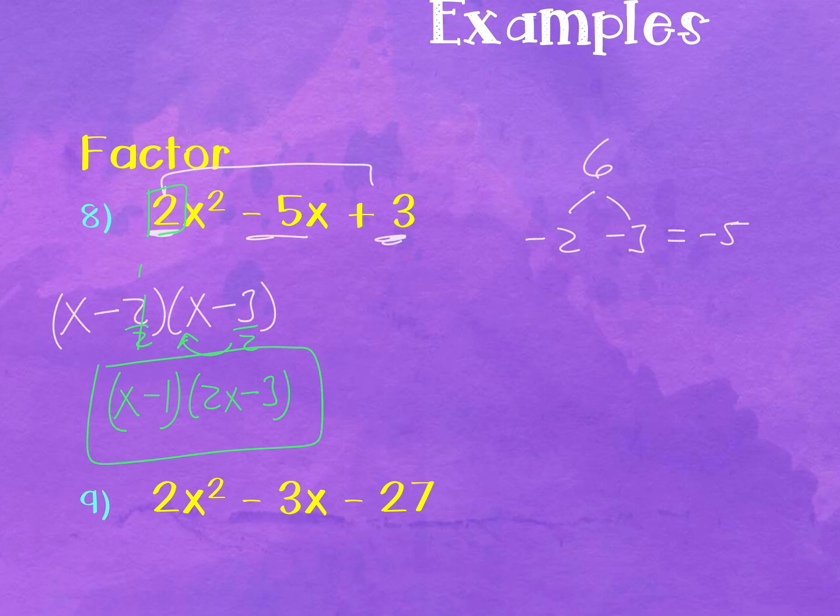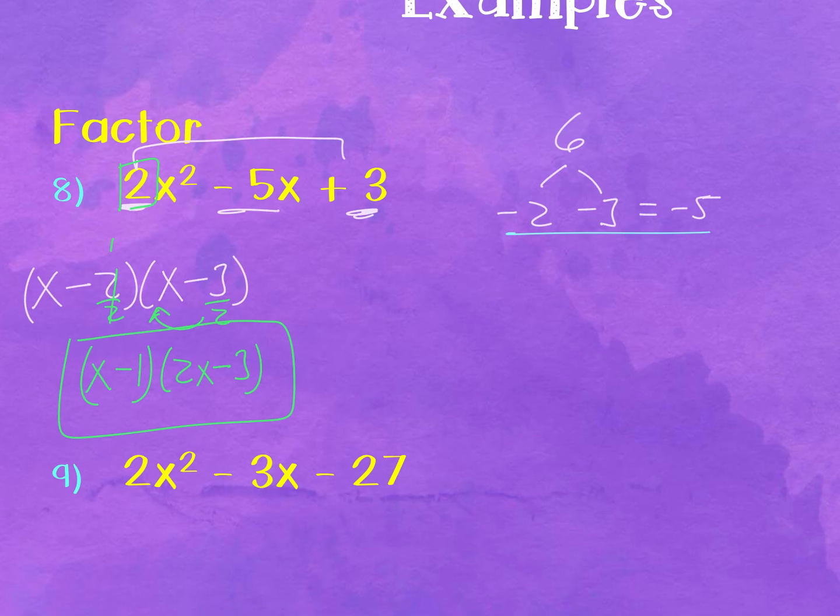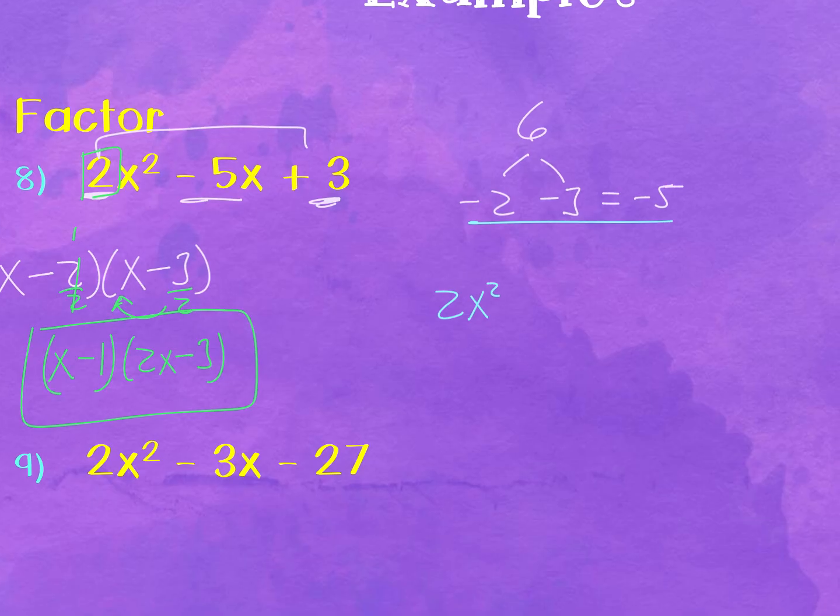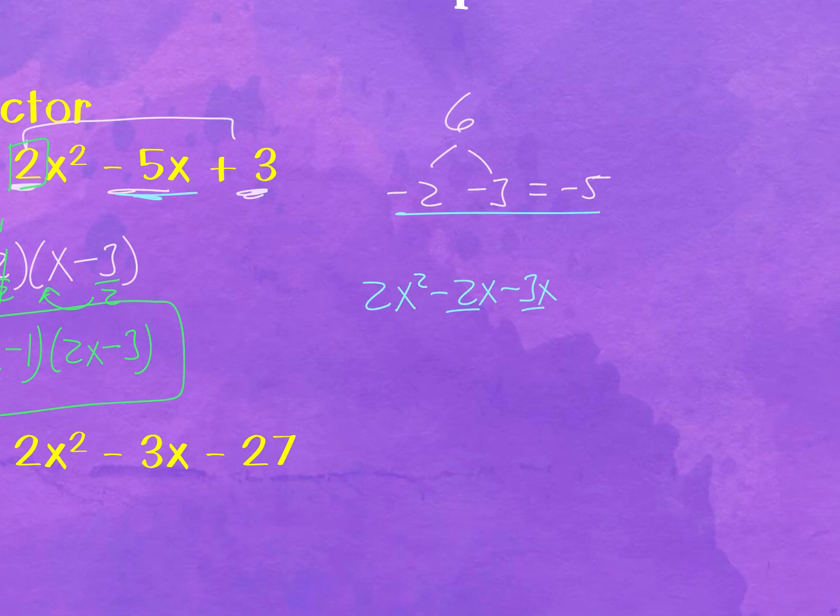All right, and I'll show you the grouping way also. So again, they both start out exactly the same. I would still need to find that negative 2 and that negative 3. But you would split up the middle term. So it would be 2x squared. Instead of negative 5x, it would be minus 2x minus 3x. That negative 5 we split into negative 2 and negative 3. And then bring everything else down. So that plus 3 as well.